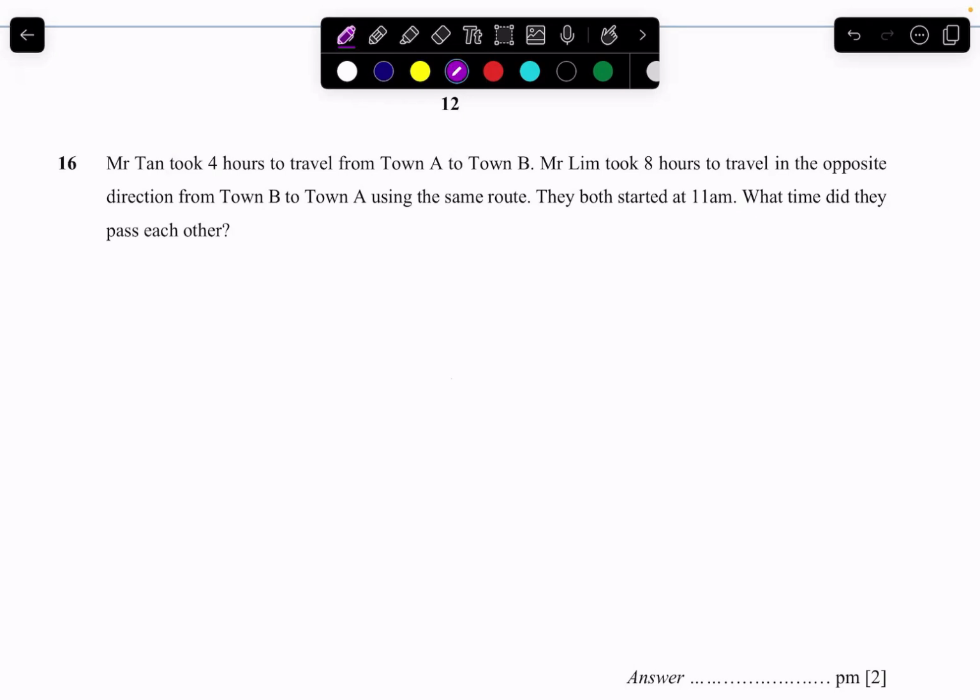Okay, let's look at this question. Mr. Tan took 4 hours to travel from town A to town B. Mr. Lim took 8 hours to travel in the opposite direction, from town B to town A, using the same route. They both started at 11 a.m. What time did they pass each other? Let's take the distance between town A and B to be one whole distance.